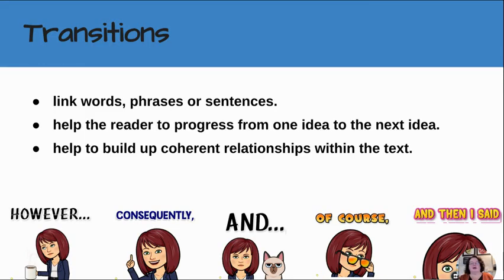First, we're going to talk about the general purpose for transitions. The number one purpose is, in general, to link words, phrases, or sentences. The goal is to help readers to progress from one idea to the next idea so that you can build coherent relationships within a text.